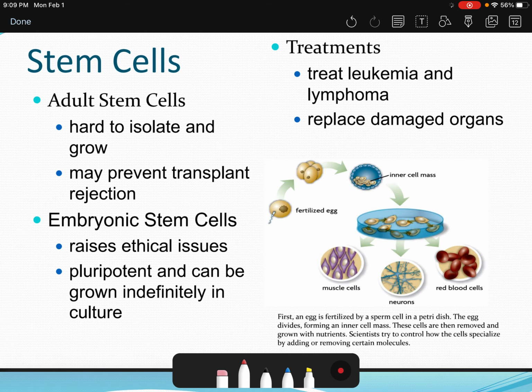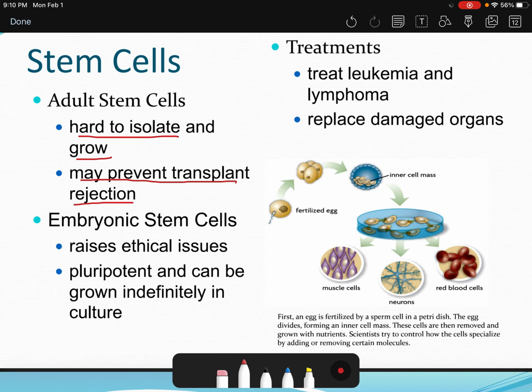So adult stem cells are very hard to isolate and grow, but if you could use them to help grow new tissues such as skin or organs such as a kidney or something like that, it could help prevent transplant rejection. Remember, anytime somebody receives a transplant, all those marker proteins on the surface need to be the same. Well, if you were the one producing it from your own stem cells, your body wouldn't reject it because it wouldn't recognize it as being foreign.